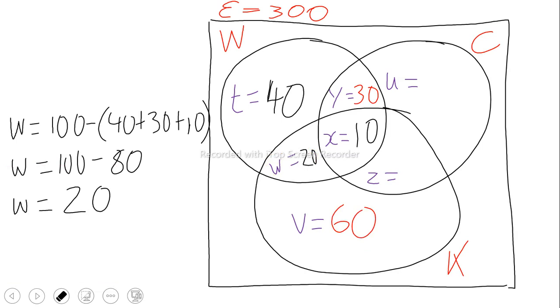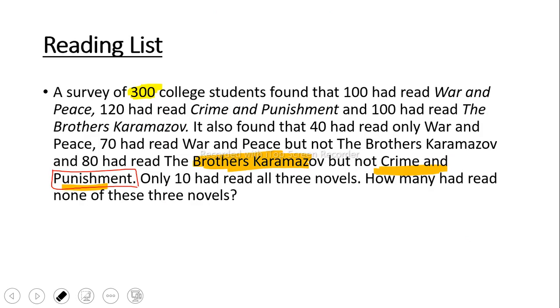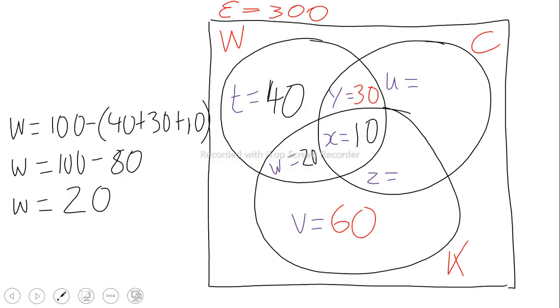Why do you have to equal the 80? Okay, because here they said 80 had read the Brothers but not Crime and Punishment. You see that? And so this right here, they read the Brothers but they didn't read Crime and Punishment. And this right here, they read the Brothers but not Crime and Punishment. So these two together are supposed to be 80. We already know that this is 20, so this must be 60. I understand. Thank you. Okay, good.